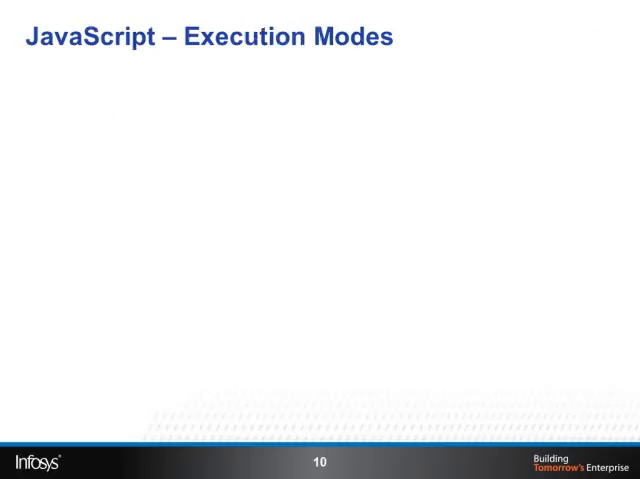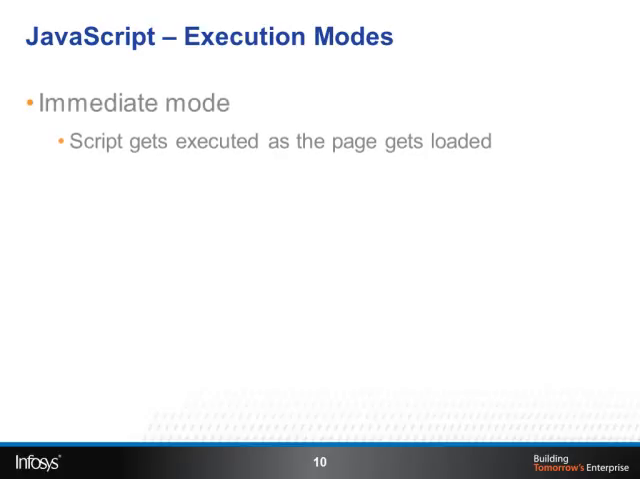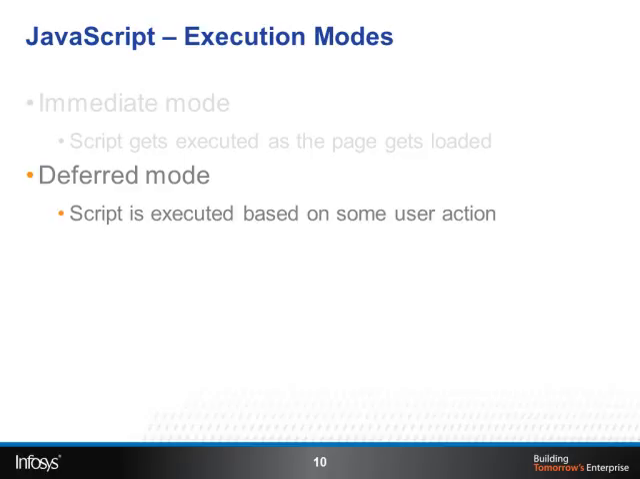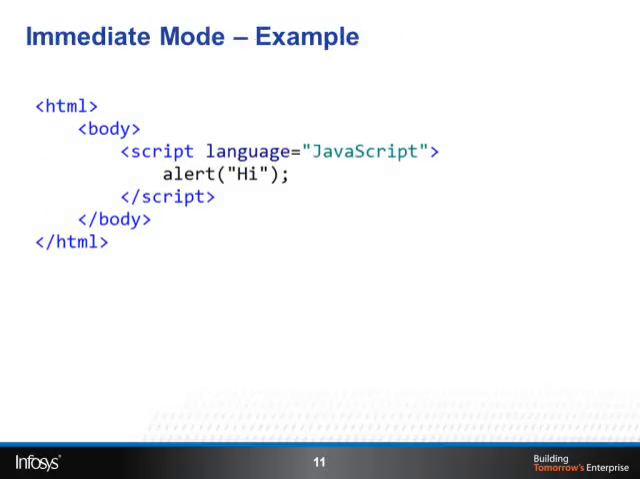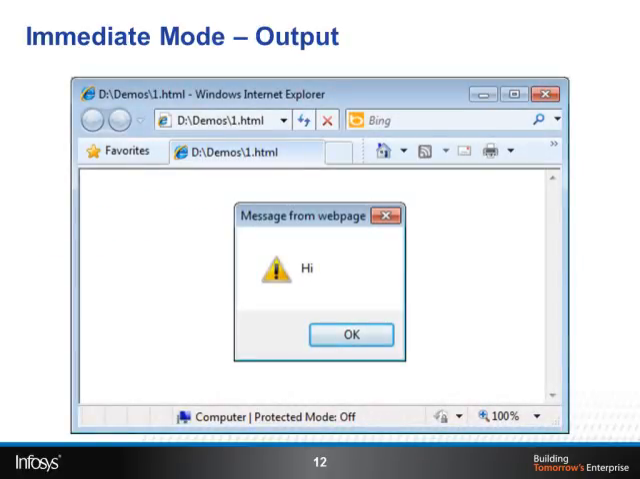There are two modes of execution for the JavaScript code. The first mode is called immediate mode. In this mode, the script gets executed as the web page is loaded. Another mode is called deferred mode, in which the script is executed based on some user action like a mouse click on a button. Observe the example shown. When the page is loaded, the alert box with "Hi" as the message will pop up every time. This happens in immediate mode.